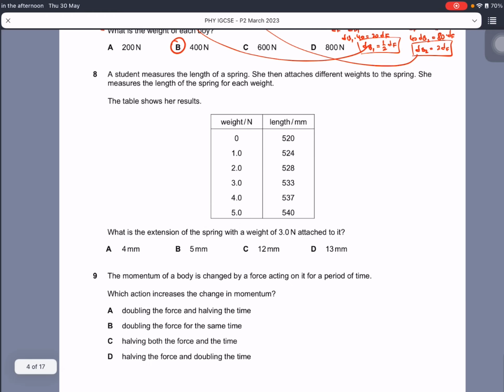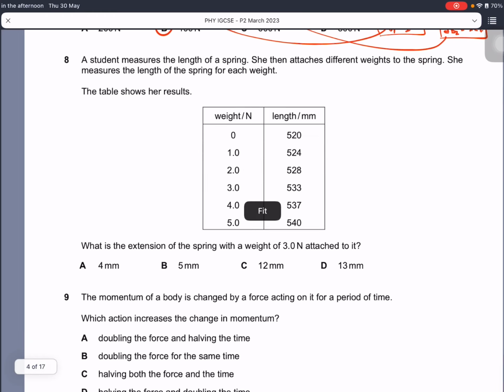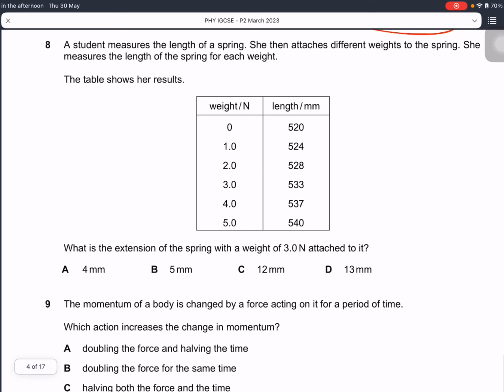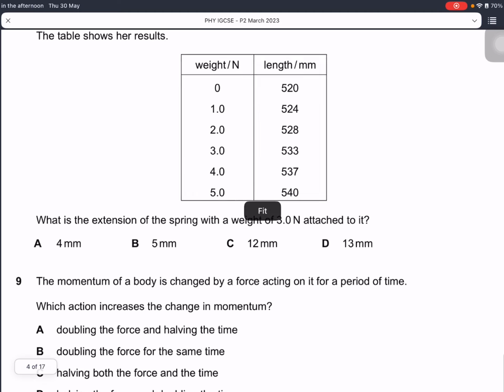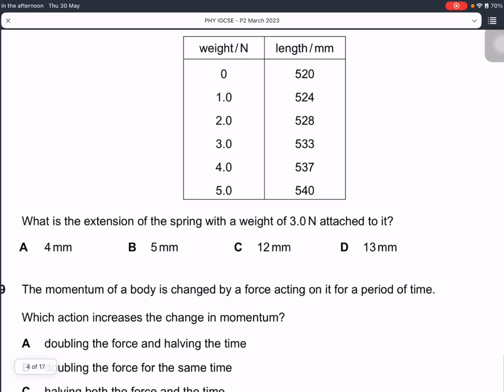All right. Question 8. A student measures the length of a spring. Then she attaches different weights to the spring. She measures the length of the spring for each weight. The results are shown to us. What is the extension of the spring with the weight 3 newtons attached? So we're looking for the extension only.